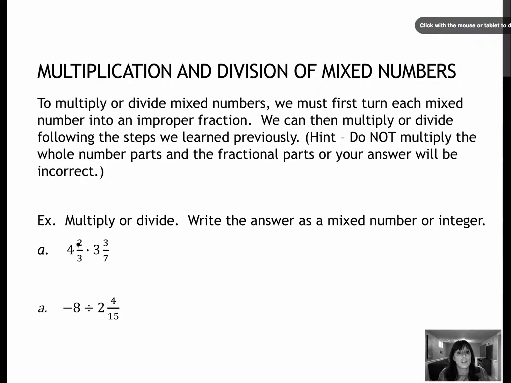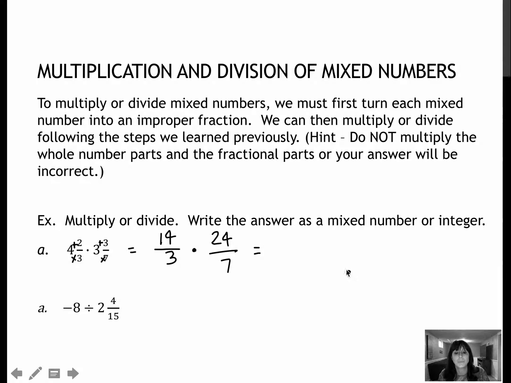So 4 and 2/3, remember I'm going to multiply by the denominator and add the numerator. 4 times 3 is 12, plus 2 is 14, so 14/3 times 3 and 3/7: 7 times 3 is 21, plus 3 is 24/7. Remember, I like to reduce first. If you like to multiply first, go ahead and multiply.